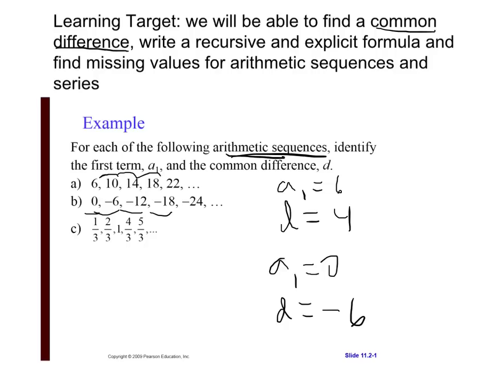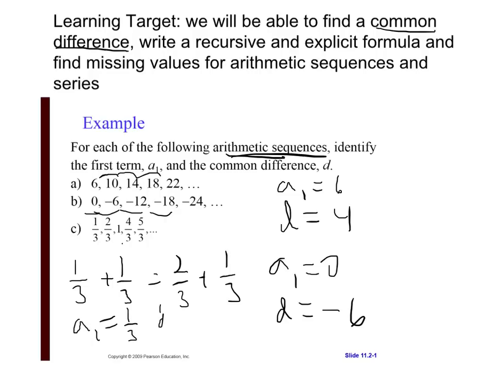Okay, this next one's dealing with fractions. I'm going from 1/3, and then if I add a third, isn't that 2/3? And if I add a third again, that's 3/3, which is 1. So I know the first term, a sub 1, is 1/3, and the common difference is 1/3, that's what I'm adding. So that's the first part of this. We were able to find the common difference.